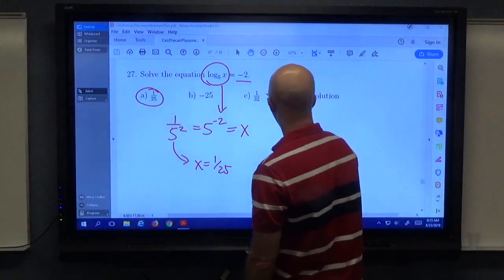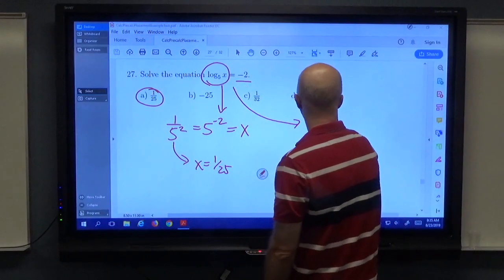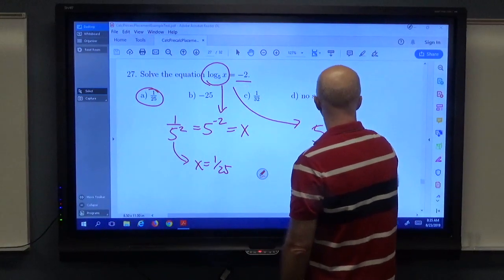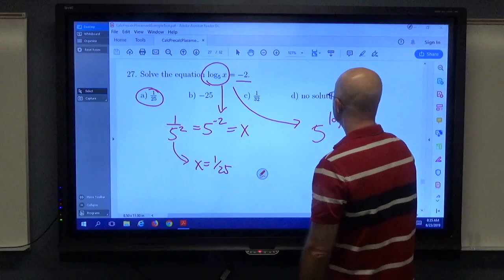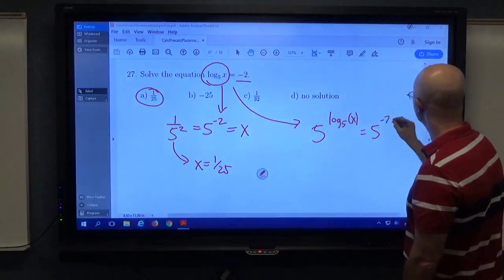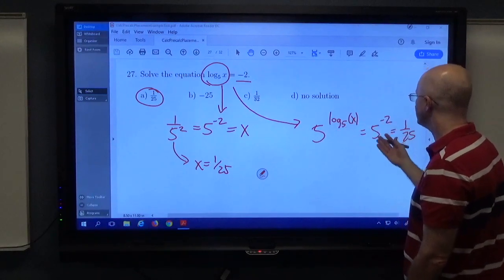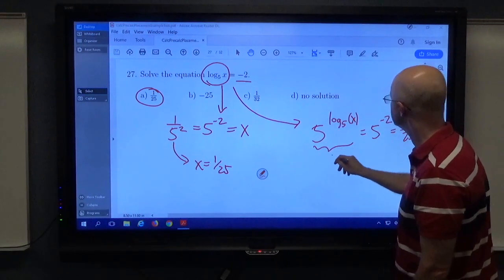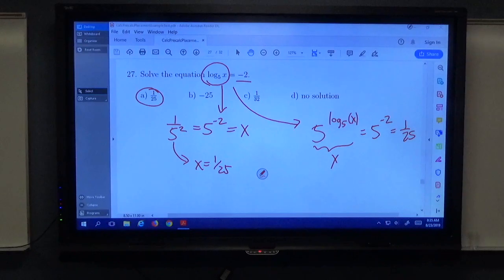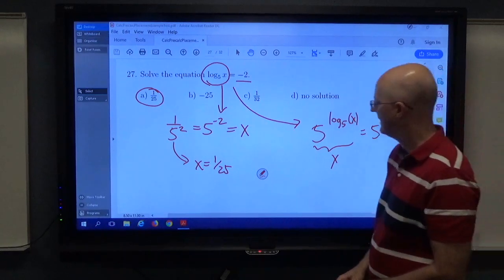Another way to think of it is to exponentiate both sides. 5 to the log base 5 of x equals 5 to the negative 2, which is 1/25. And then 5 to the x and log base 5 of x are inverse functions. This simplifies to x. They undo each other. A is the answer.